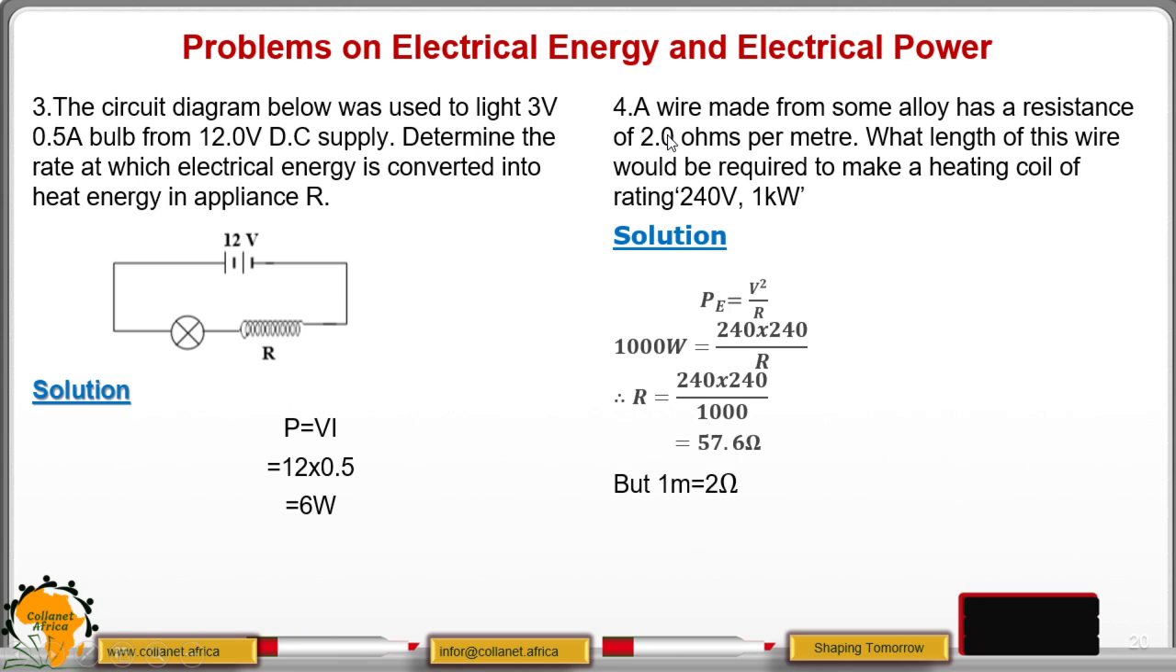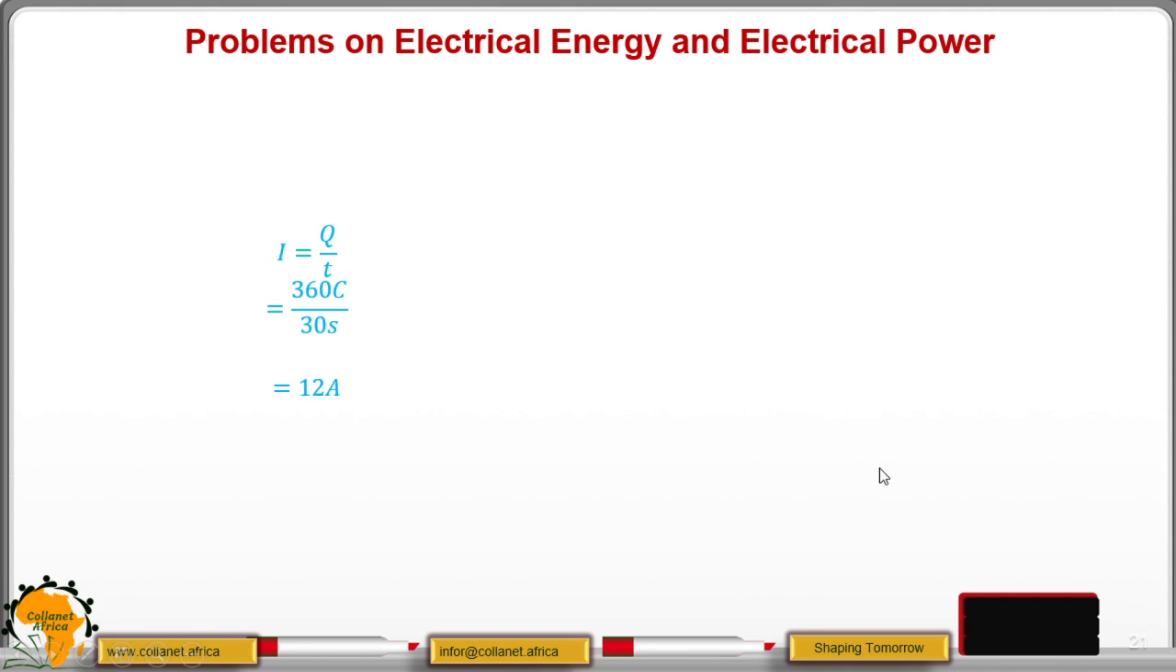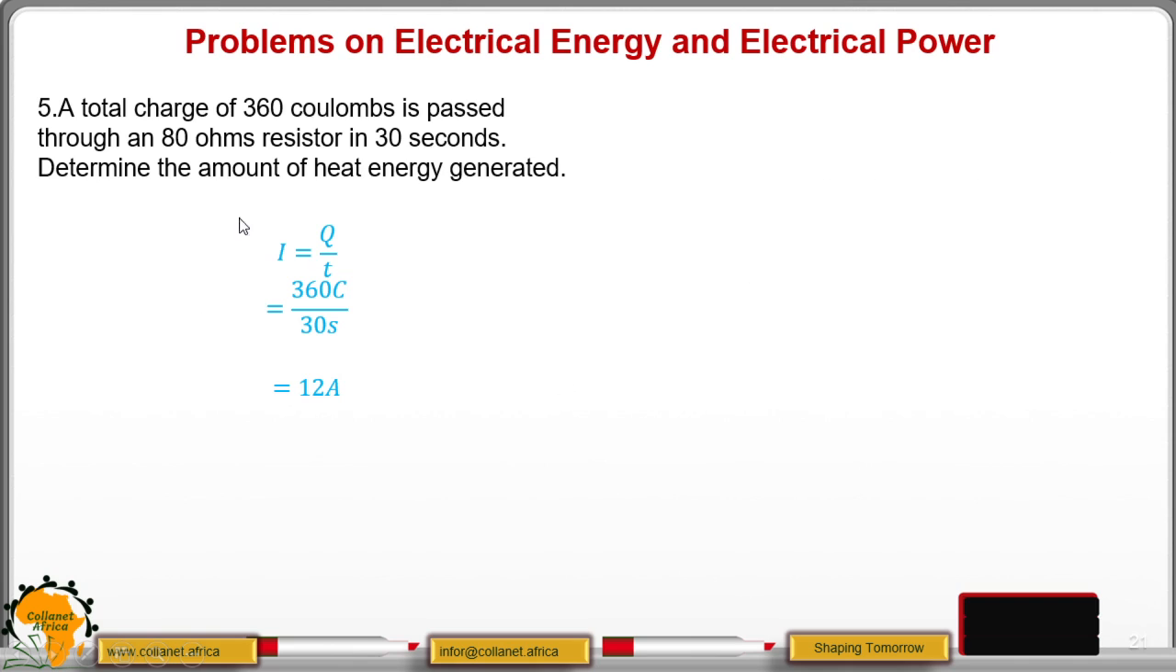But from here, we have that 1 meter is equivalent to 2 ohms. So how many meters are there in 57.6 ohms? So you divide by 2 ohms. You find that the length will be 28.8 meters. Then we move to number 5.